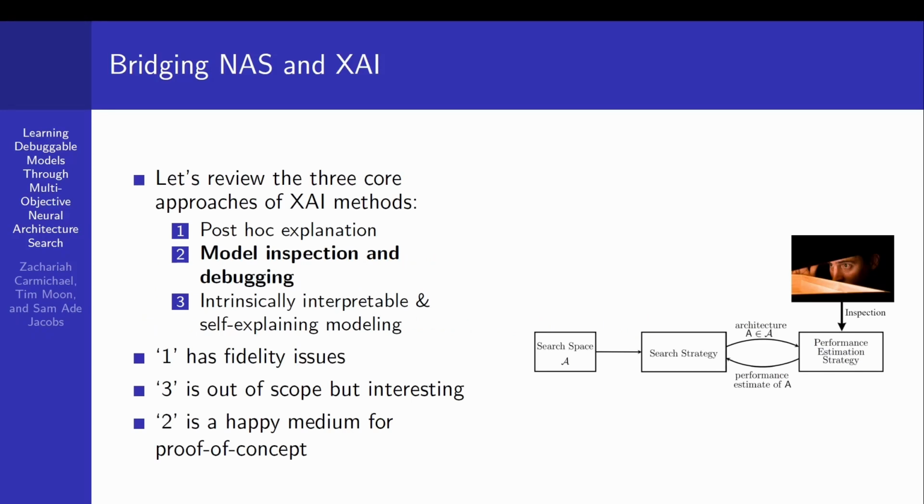So there are three core approaches to XAI. There's post-hoc explanation, there's model inspection and debugging, and then there's intrinsically interpretable and self-explaining modeling. There's a lot of evidence in the literature that the first has a lot of fidelity issues. There's some literature that tries to prevent that, but there's still a lot of shortcomings. With intrinsically interpretable modeling, it's out of scope, it's interesting, and there's of course the interpretability-accuracy trade-off that is also debated throughout the literature, but in this work we're actually exploring the happy medium, this model inspection and debugging, and we want to be able to produce neural networks that you can actually have a better idea of certain notions of interpretability, which we'll get into.